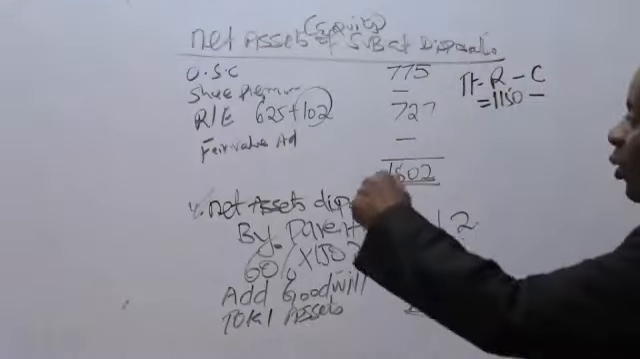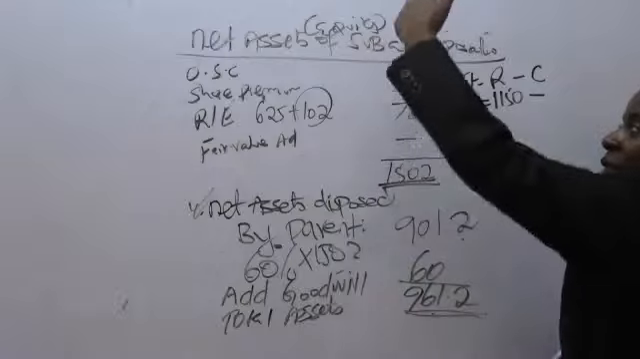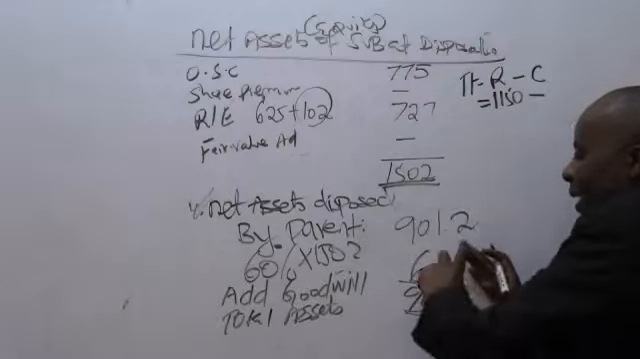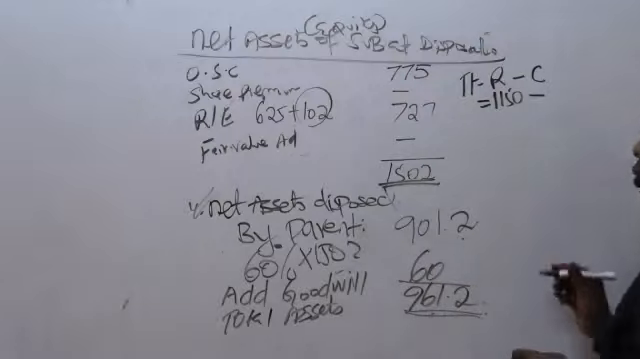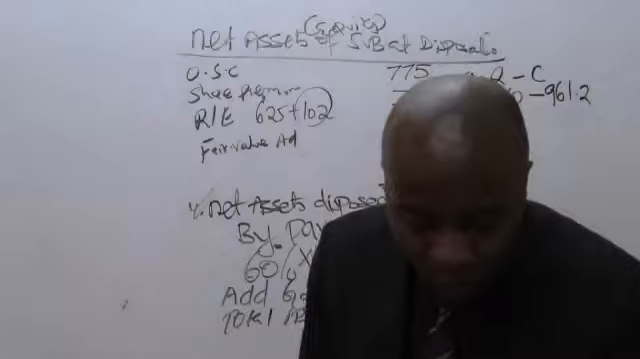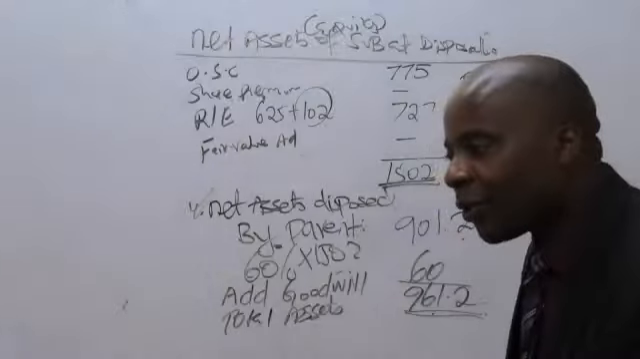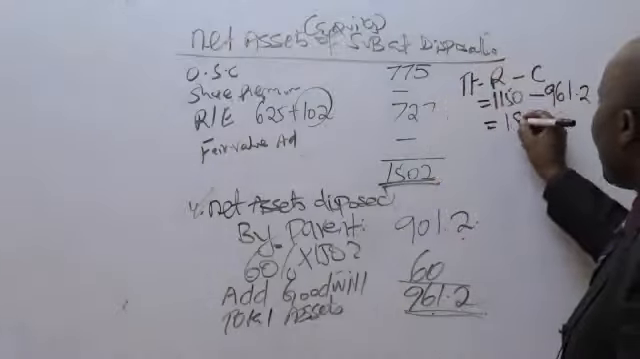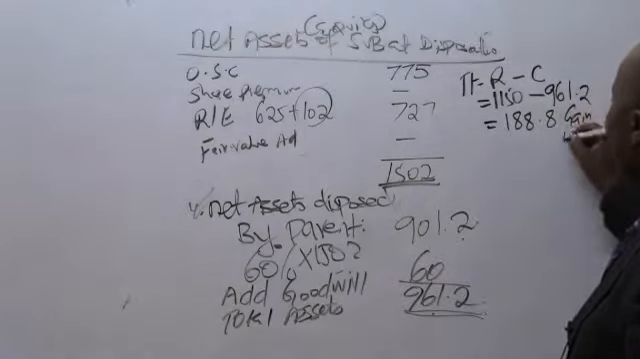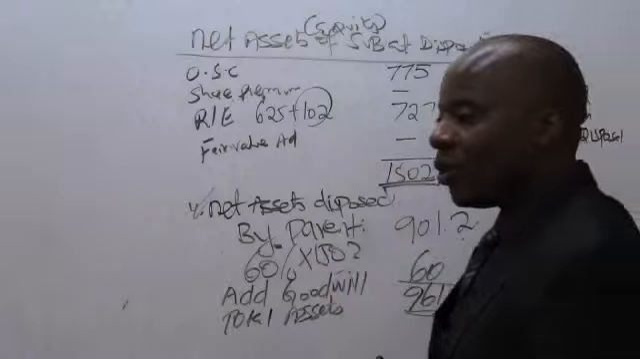As for the cost, please never work with the cost which they paid initially, because assets keep on fluctuating, going up and down. So the cost is these net assets at disposal, which is 961.2. Could you kindly give me the total? So the gain on disposal, I'm being told, is positive 188.8. That is the gain on disposal.